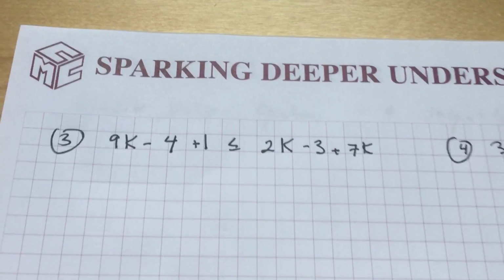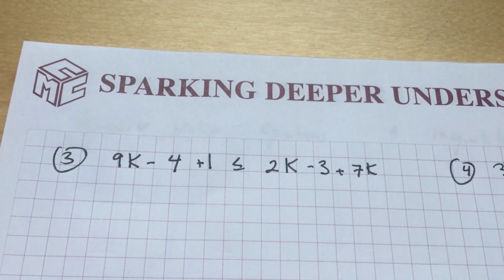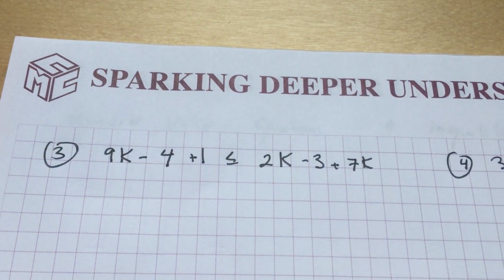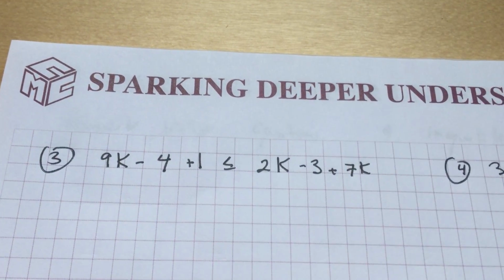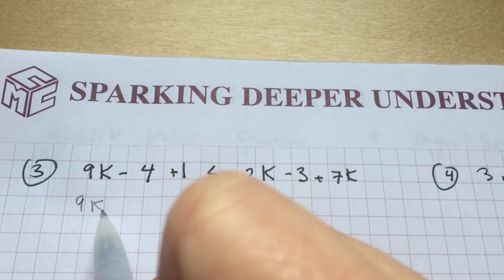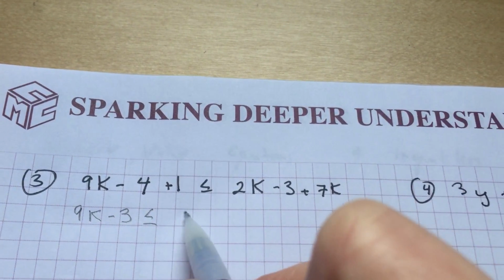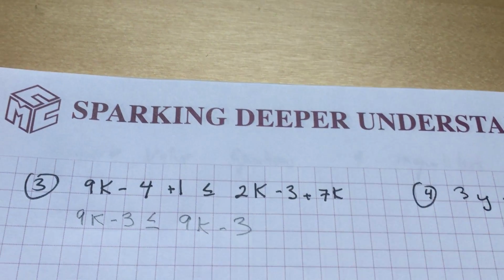What happens if we get a little harder? So 9k minus 4 plus 1 is less than or equal to 2k minus 3 plus 7k. So let's go ahead and combine your like terms. So we have 9k minus 3 less than or equal to 9k minus 3.